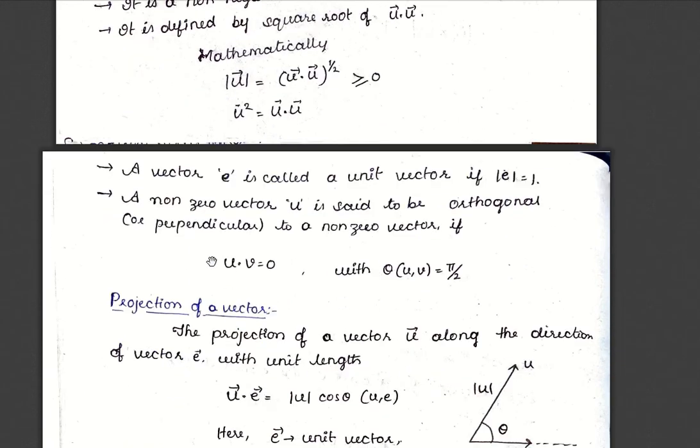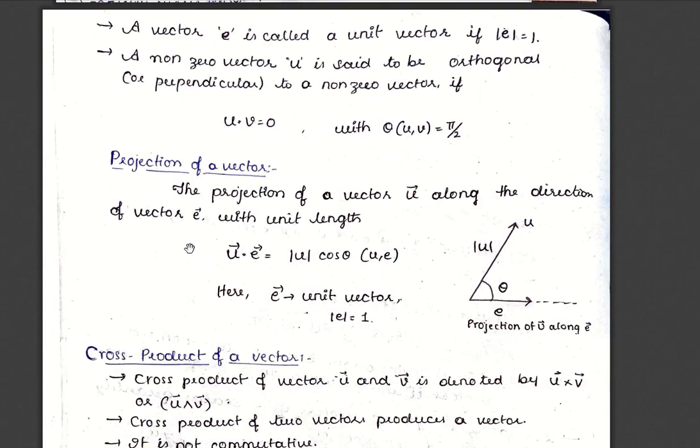That's it. A vector e is called a unit vector if its magnitude is equal to 1. Any vector is called a unit vector if it has a magnitude of 1 unit. A non-zero vector u is said to be orthogonal, orthogonal is nothing but perpendicular, to a non-zero vector v if u dot v is equal to 0.